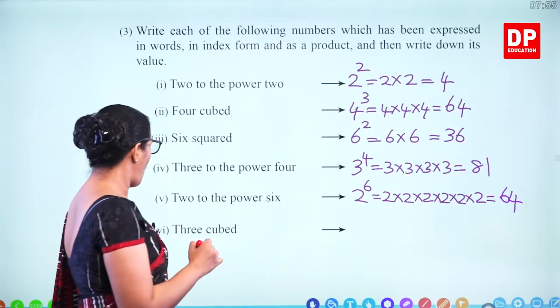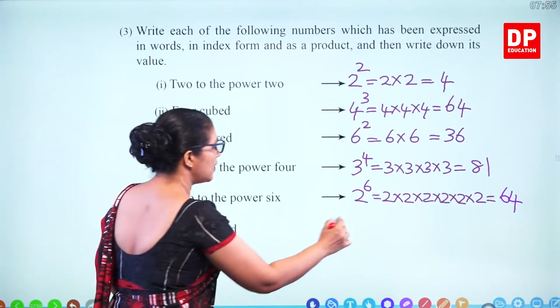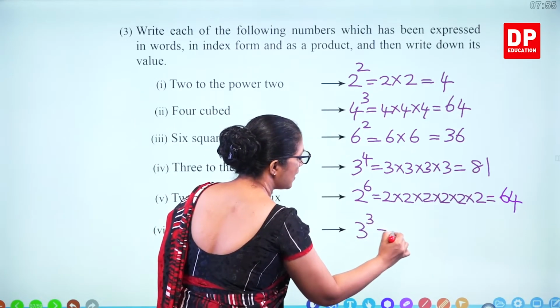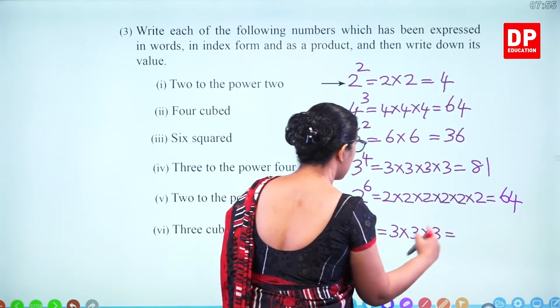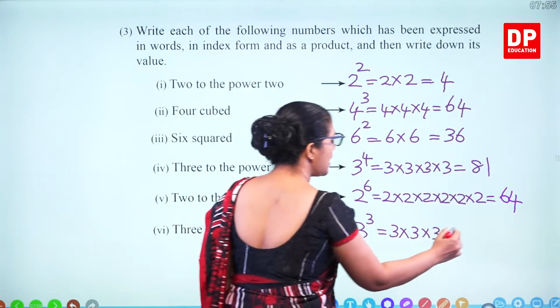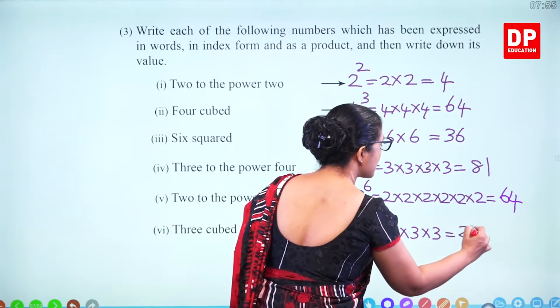You get 64. 3 cubed, 3 to the power 3, is 3 times 3 times 3. You get 9 times 3, 27.